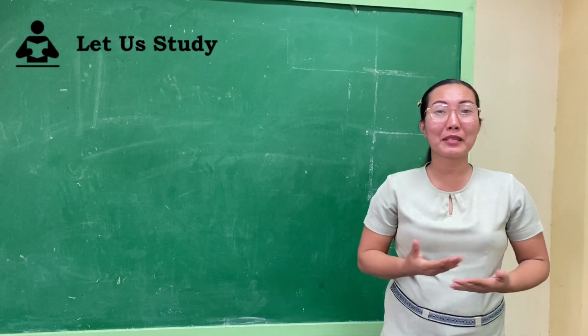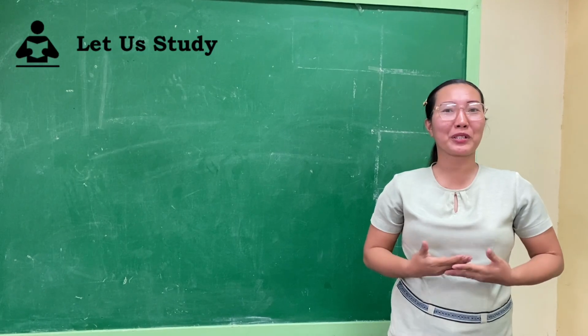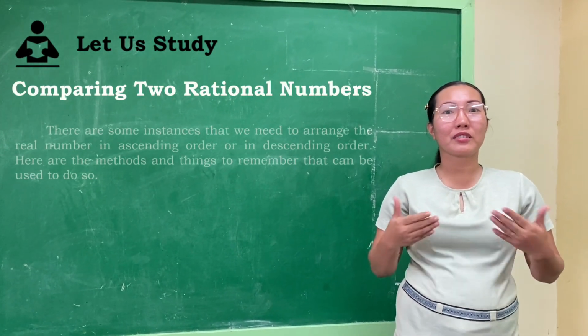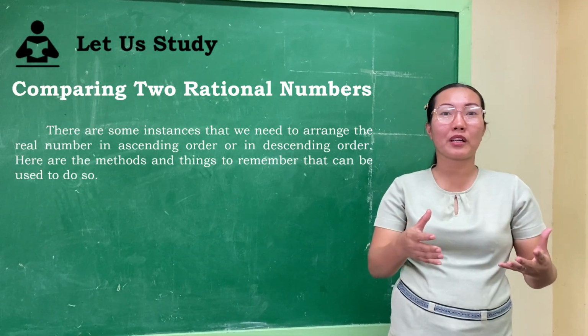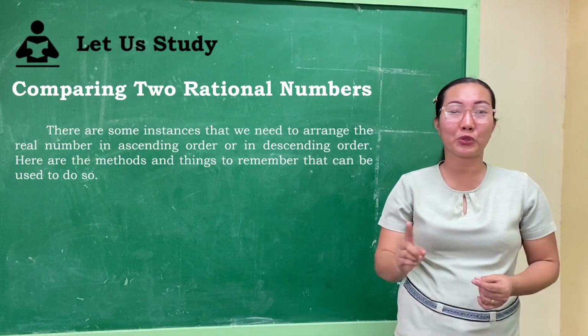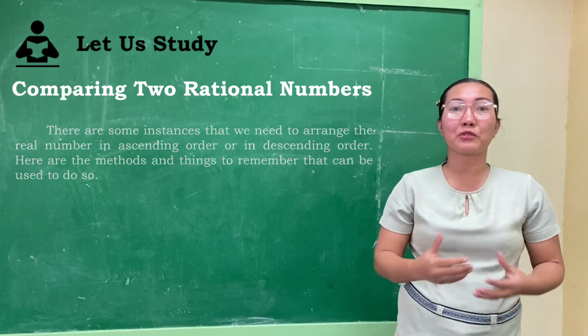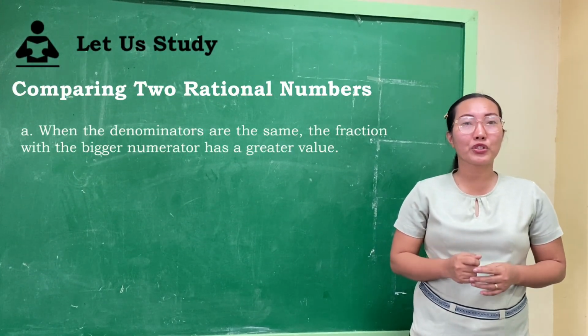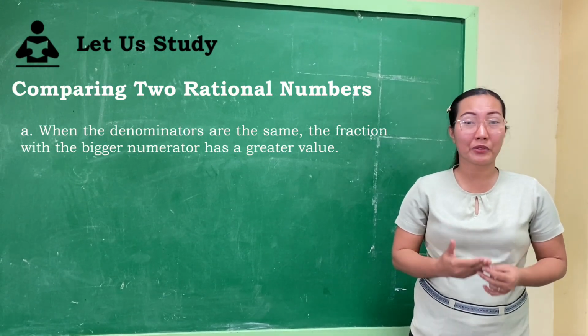And now let us deepen our understanding about rational numbers. In arranging rational numbers, there are some instances that the real numbers are arranged in ascending order or descending order. To do that, here are the methods to remember. First, when the denominators are the same, the fraction with a bigger numerator has a greater value.